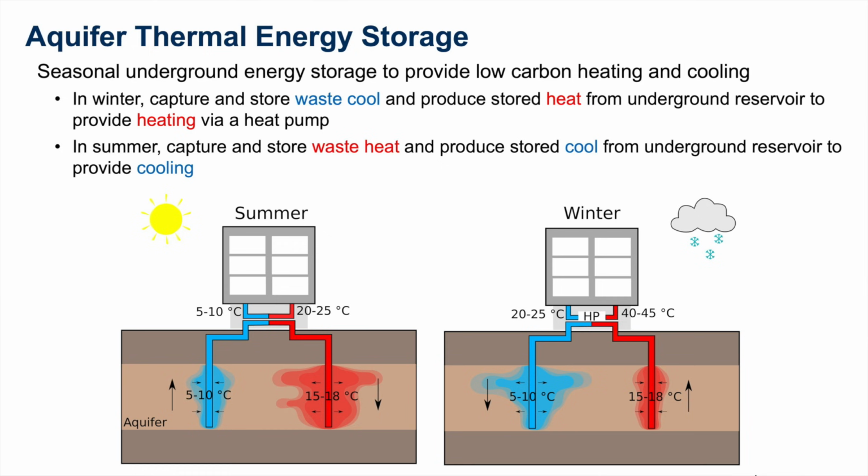In the summer, we switch the wells around. So now, where we had been injecting, we now produce. And we produce cooled groundwater, and often it's so cool that I don't need a heat pump anymore. I can just cool the building directly with that cooled groundwater, and then I re-inject the waste heat back into the ground.